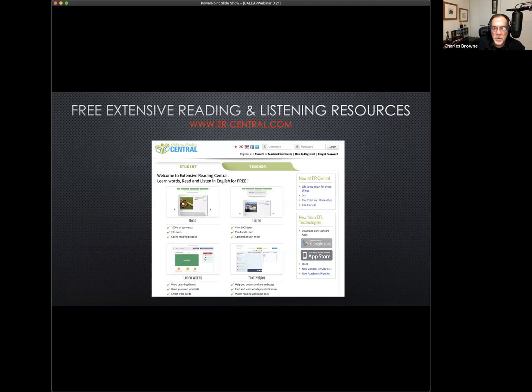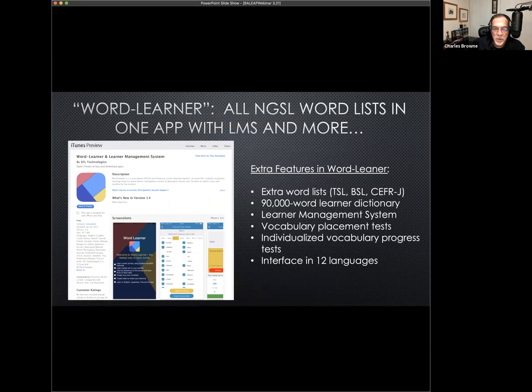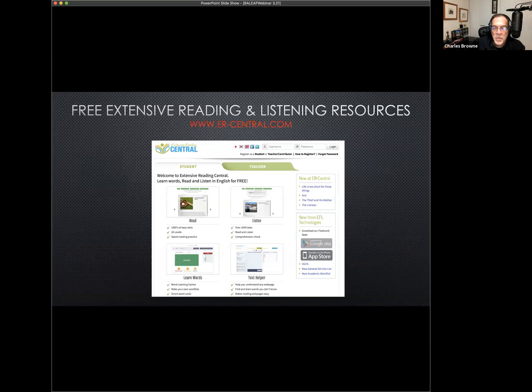Rob and I also, as I said, one of the weaknesses of the flashcards is that it didn't do spaced repetition, and that's what Word Learner and NGSL Builder does: it adds the spaced repetition. But the other problem, as I said, is lack of contextualization. Flashcard apps lack contextualization, and that's why so many of us in the field of vocabulary are also proponents of extensive reading. So Rob Waring and I created a free website that promotes extensive reading called ER Central.